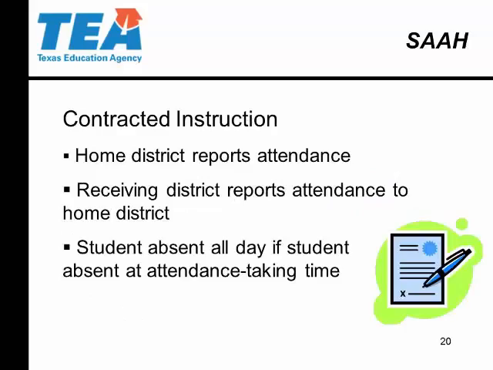For your contracted instruction, your home district reports the attendance. The receiving district reports attendance to the home district if the student is absent all day, if the student is absent at the official attendance taking time. Your contracted instruction can be with the district, college, another district, another college, another entity. You just make sure that you have your contract on file in case of any audit that they may ask for the documentation for that.